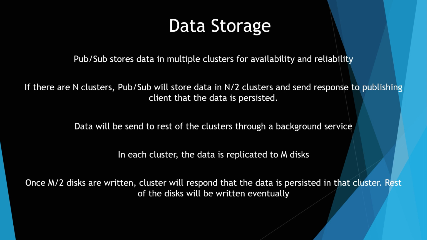In each cluster, the data is replicated to m disks. That means there are n clusters, all the n clusters will be stored with data, and in each cluster, m disks will have the same data. That much replication is done to provide the reliability of the data. If n clusters are there, and half of the clusters are filled, the client will be notified that okay, your data is persisted. In the same way, if m by 2 disks are written, then the cluster will respond saying that okay, this cluster has persisted the data, and the rest of the disks need to be filled. That will be done eventually.